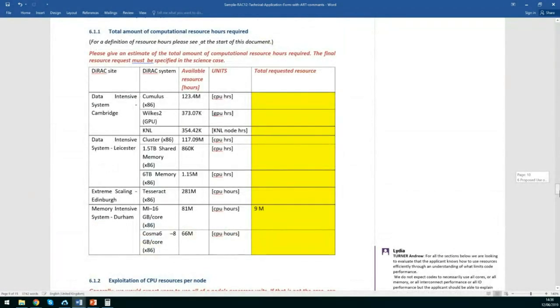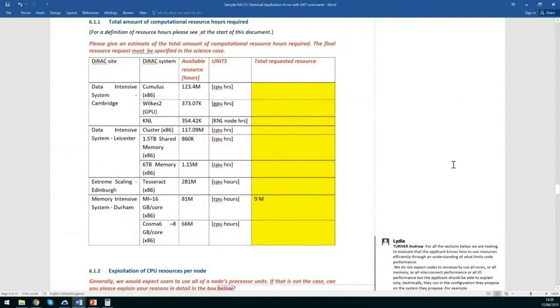So the next bit is, where do we want to run it? And here you have a choice. There are four systems: data intensive in Cambridge, data intensive in Leicester, extreme scaling in Edinburgh, and memory intensive in Durham. And here there's one column missing, which I have since introduced, and that is the actual available time on the 1st of April 2020. That is not here. For instance, on extreme scaling, we will have, as the situation is, no time available on the 1st of April 2020. So it is of little benefit if you apply for it, and if you apply for it, we will have to consider moving your project to another system.